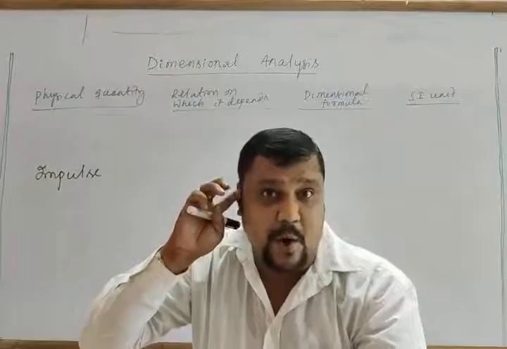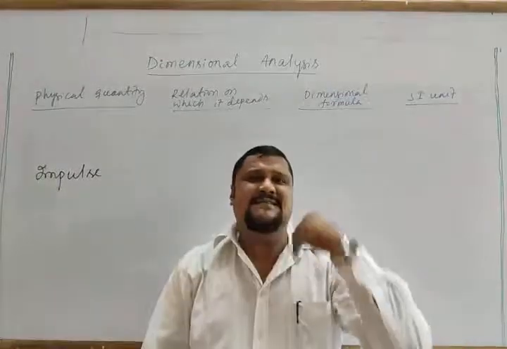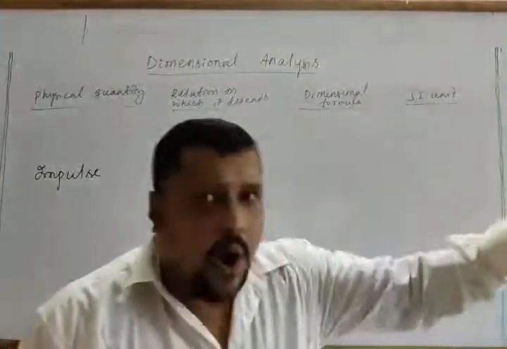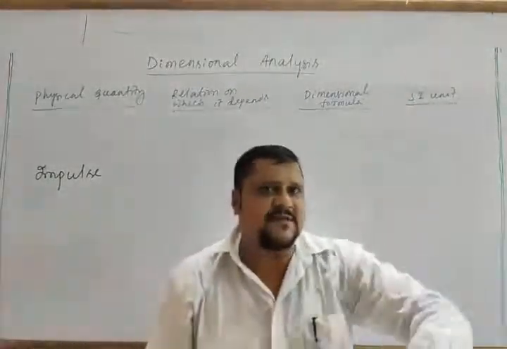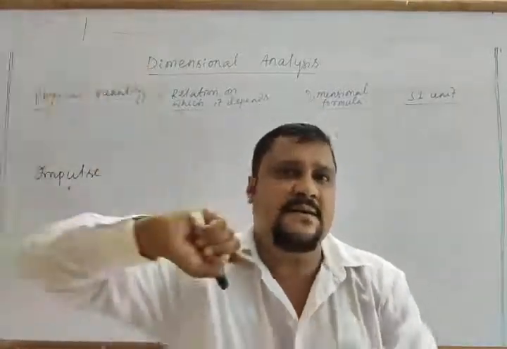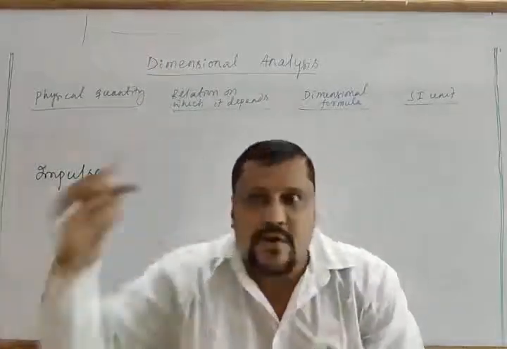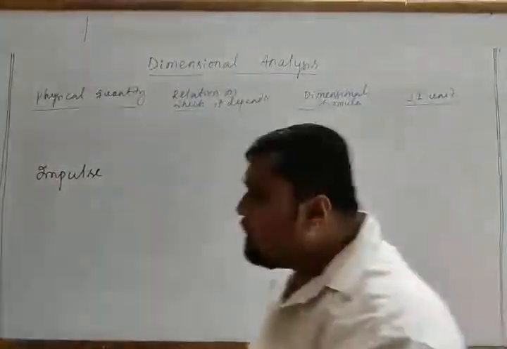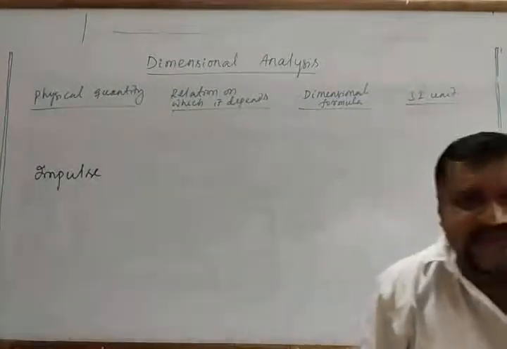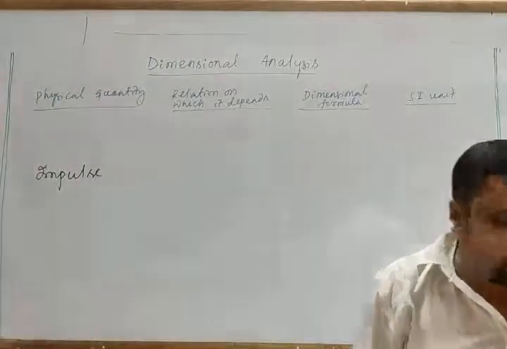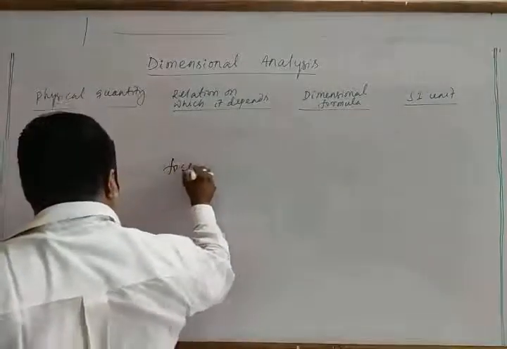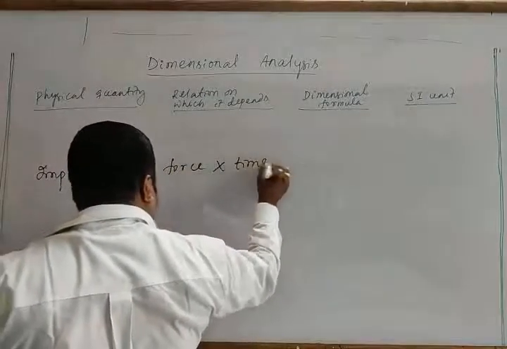When you apply an impulse, it changes the momentum of the body. With whatever velocity I throw the ball to the wall, it will not come back with that same velocity. The velocity changes, which means its momentum changes. Momentum is equal to mass into velocity. So the impulse is the change in momentum, or you can say force into time, the large force acting for a small time.